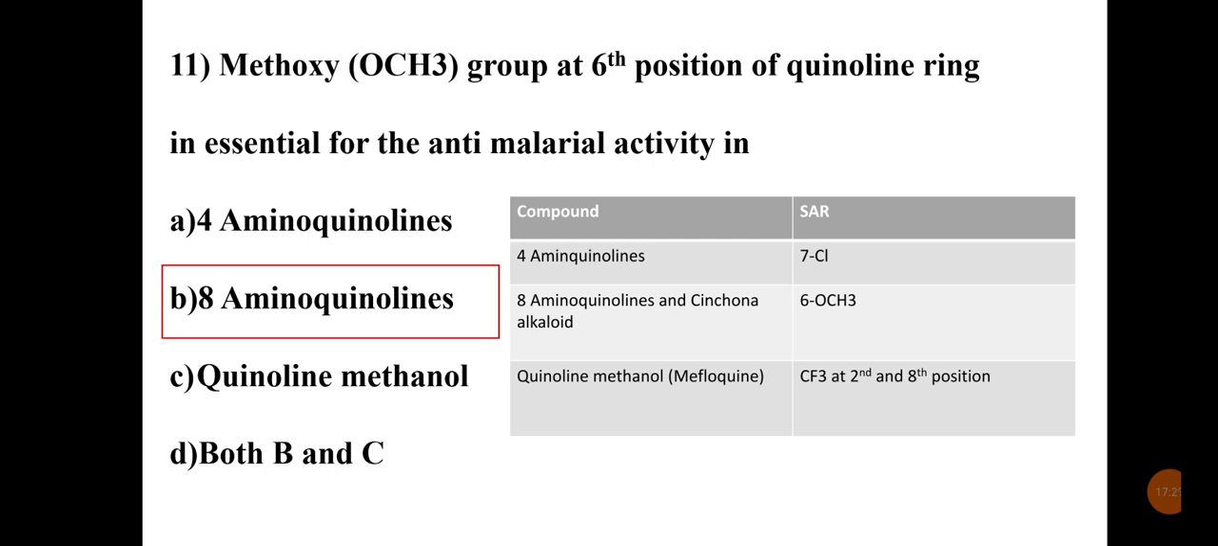So these are the MCQs. In the next video, similarly, we will see a different topic, and in detail we will see what the MCQs are from the pharmacology point of view.